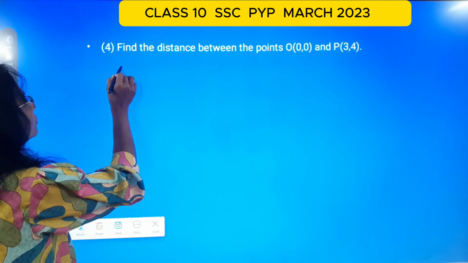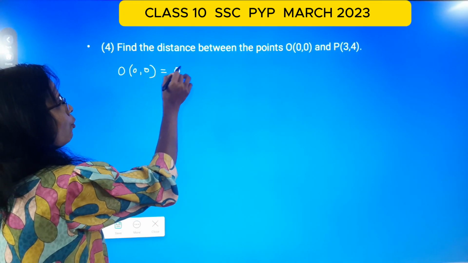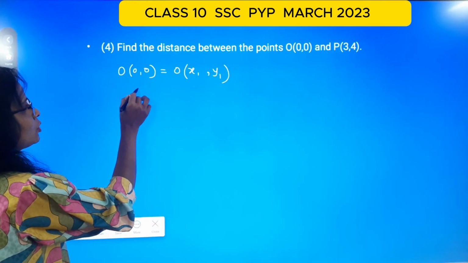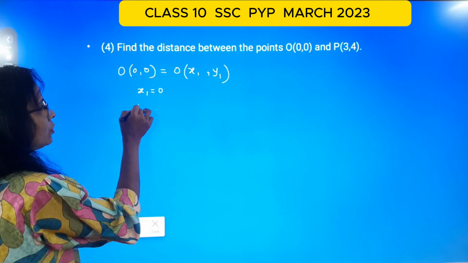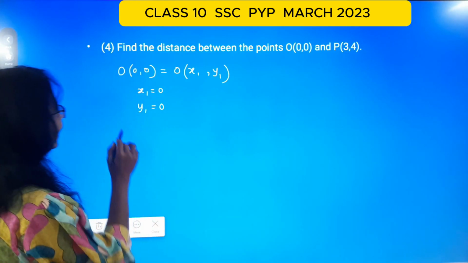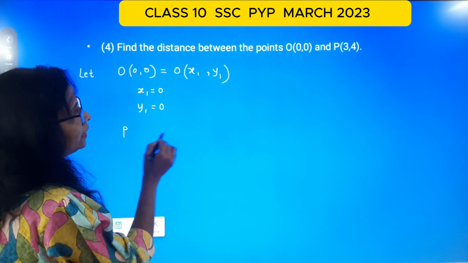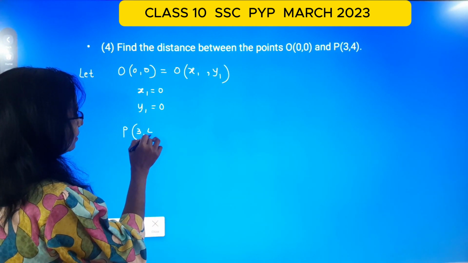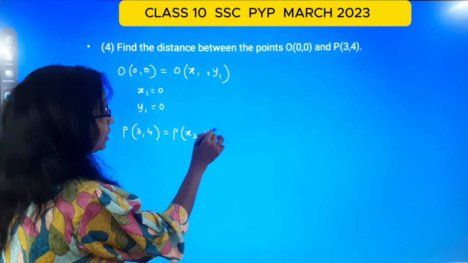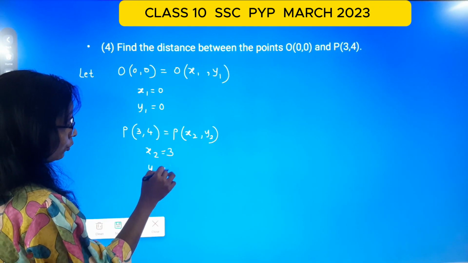First we write O(0, 0). Consider it as O(x1, y1), which means x1 is equal to 0 and y1 is equal to 0. And P(3, 4): consider it as P(x2, y2), which means x2 is equal to 3 and y2 is equal to 4.